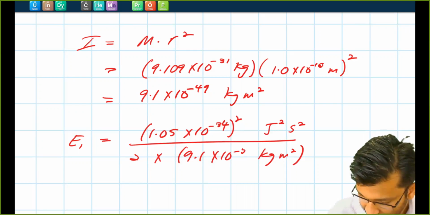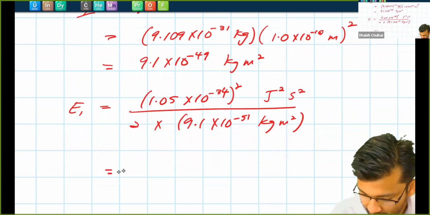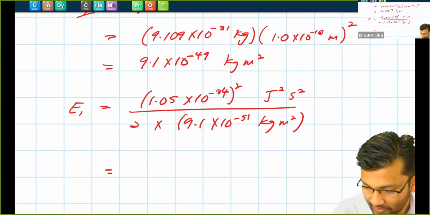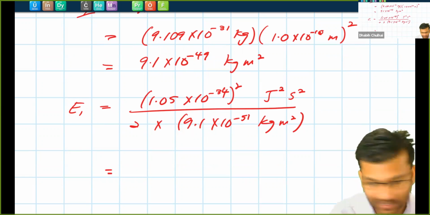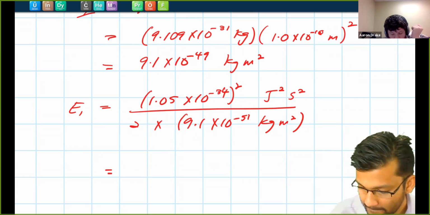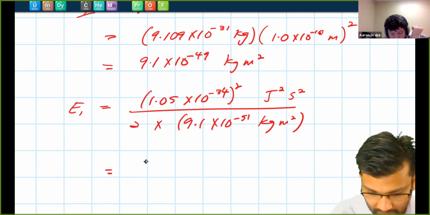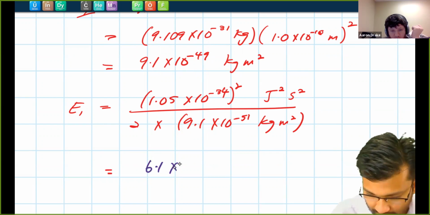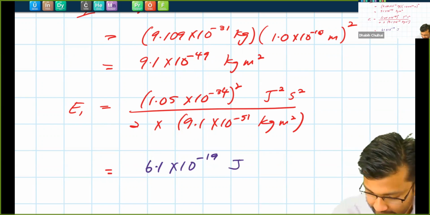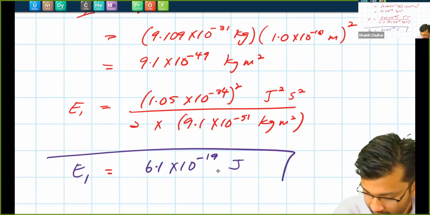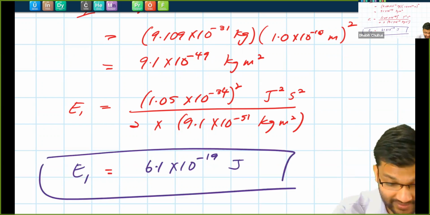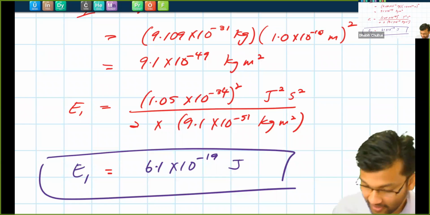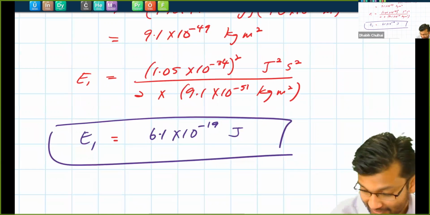So this would be 51. Somebody help me figure out what all this comes out to be, because my calculator is not nearby. I got 6.105 times 10 to the negative 19th joules. I got the same. Cool, thank you. I had 10 to the minus 9 in my notes here for some reason. That makes more sense, actually, 10 to the minus 19.